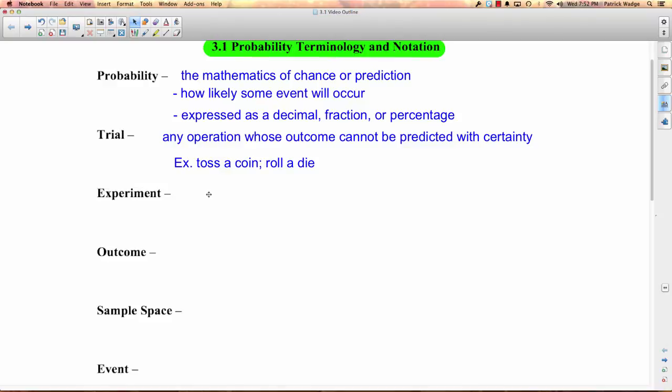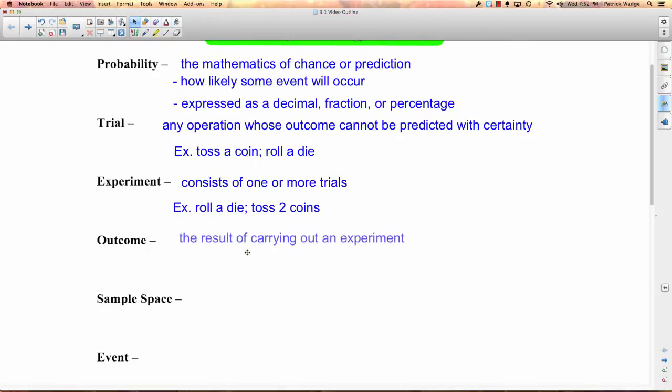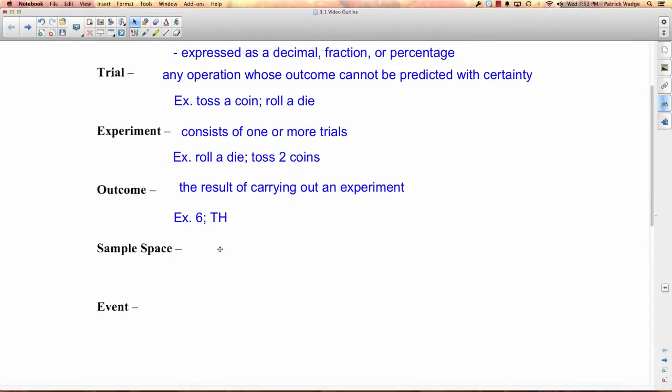So those are trials. An experiment consists of one or more trials. So you actually do one of these things. You toss a coin, you roll a die, you toss 2 coins, you roll 3 dice, you spin a spinner, pick a card. All these things are experiments. An outcome is the result of carrying out an experiment. So you roll a die and you get a 6, or you toss 2 coins and you get a tails and a heads. These are your outcomes.